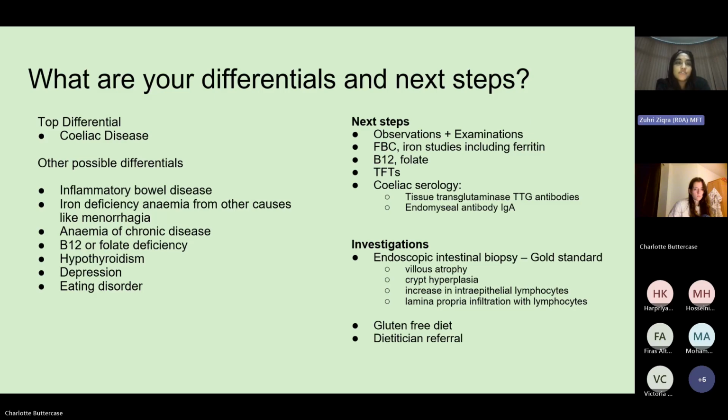Anyone got any top differentials for this? It was a bit of a broad thing, but I think the main cue was the food. Yeah, perfect. And what were the next steps that people discussed in their own scenario?